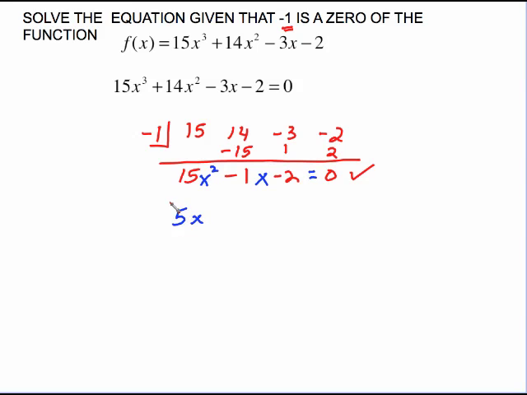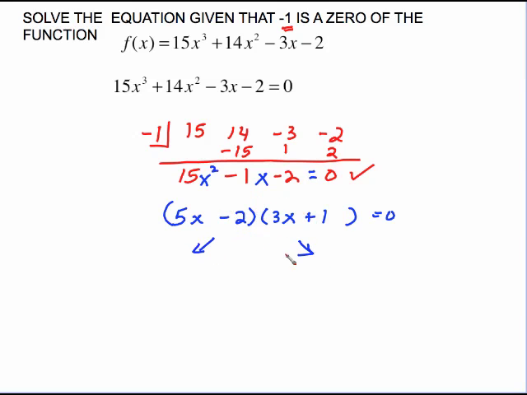Most probably to factor 15 will be 5x and 3x. And since this last sign is negative, my signs are minus and a plus. And the only thing that multiplies to give me 2 is 2 and 1, and it's going to have to go here, because if I FOIL this out, that's what's going to give me negative x in the middle.